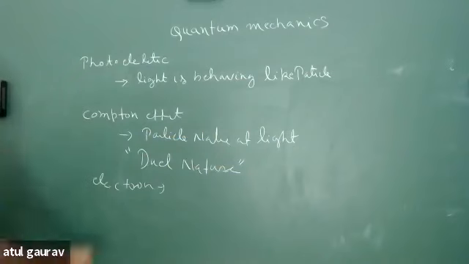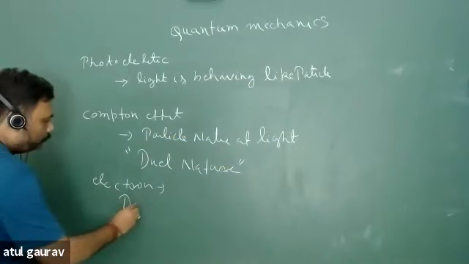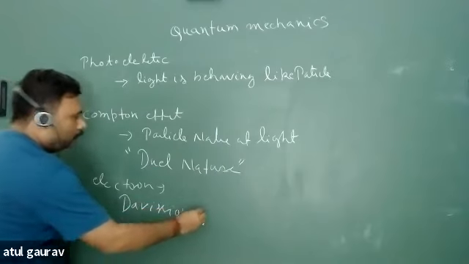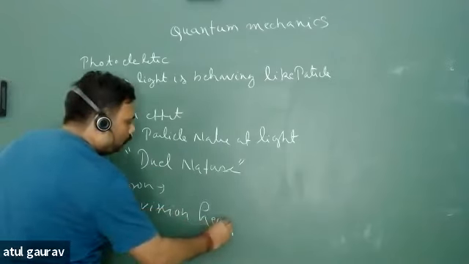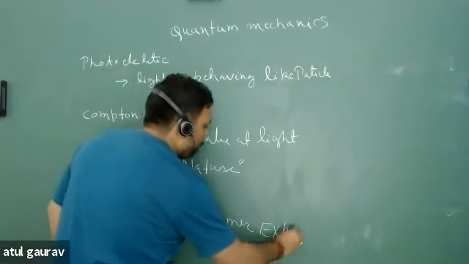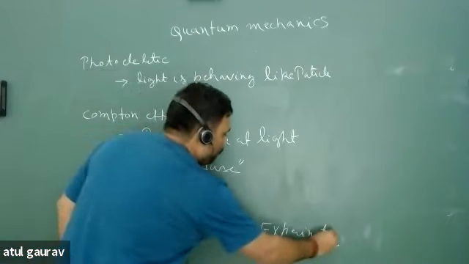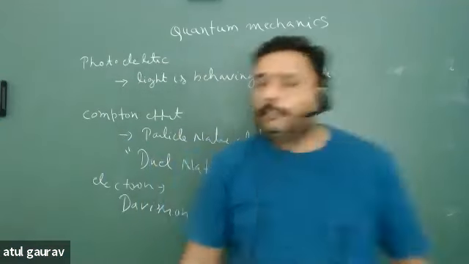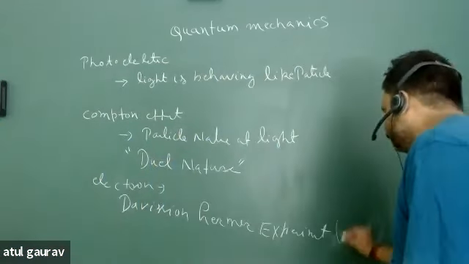So for the electron, we have the Davisson-Germer experiment, where we have given the theory of matter waves.